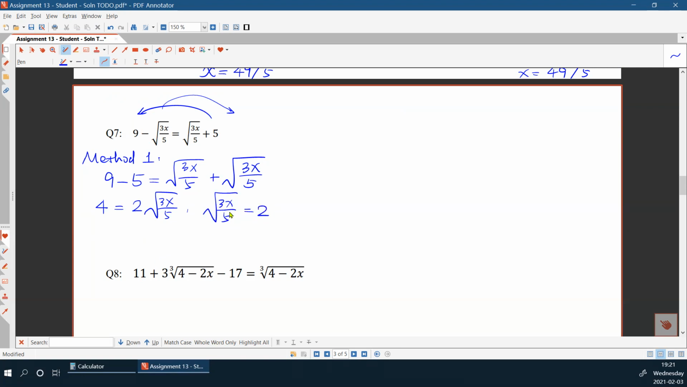Okay, so this actually means square root 3x over 5 is 2, right? So when you have something's square root is 2, this means the number under the square root sign is actually 2 to the second, which is a 4, right? So this gives you 3x is actually 20. That means x is 20 over 3, right?